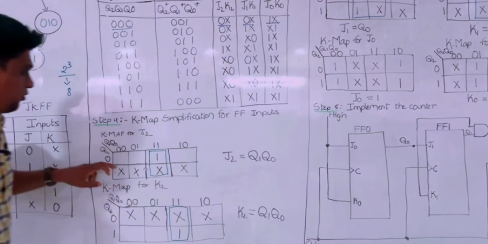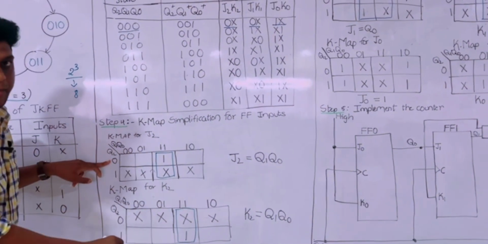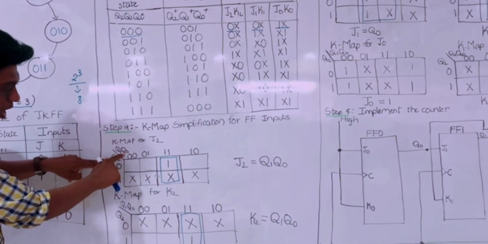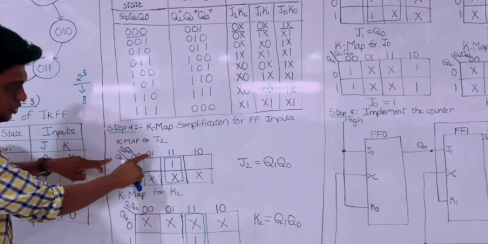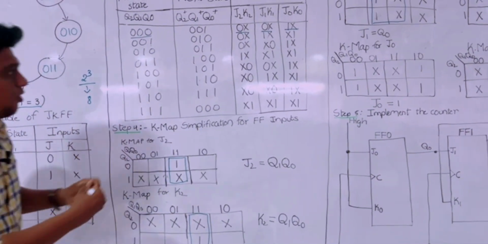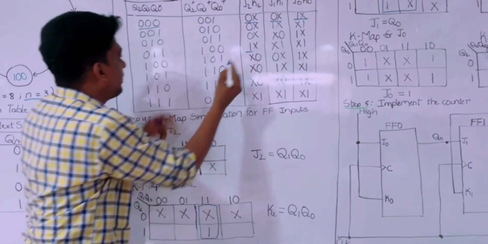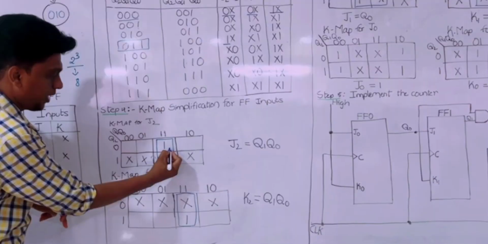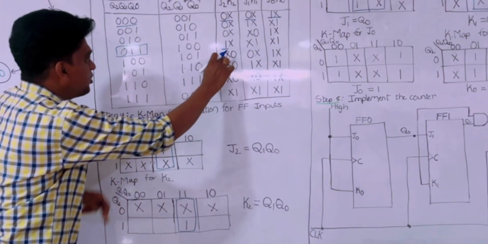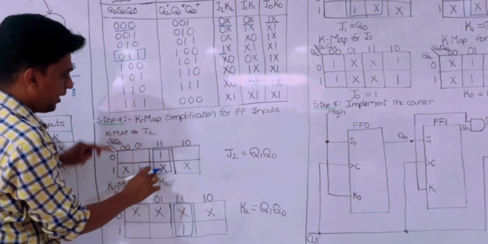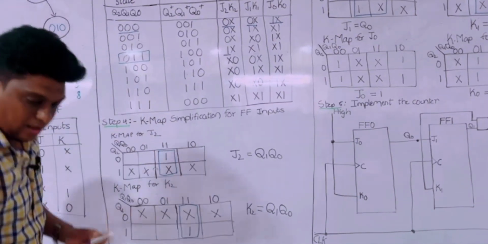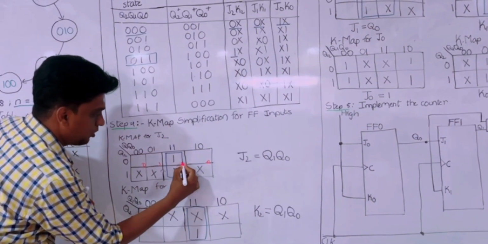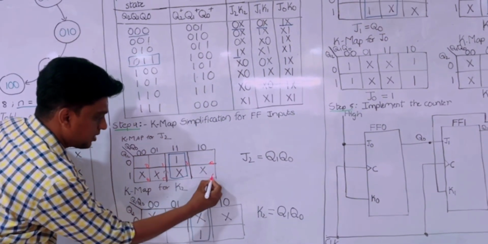Okay, first we have to find J2. It is a 3-variable K-map. So we mark Q2 here, Q1 Q0, then 0, 1. Here we mark 0, 0, 0, 1, 1, 1 and 1, 0. Whenever the value is 1, the corresponding input should be taken. So 0, 1, 1 here, that's why I marked 1 here. For the remaining values, 4, 5, 6, 7, it is don't care. We already know the K-map cells are 0, 1, 2, 3, 4, 5, 6, 7.